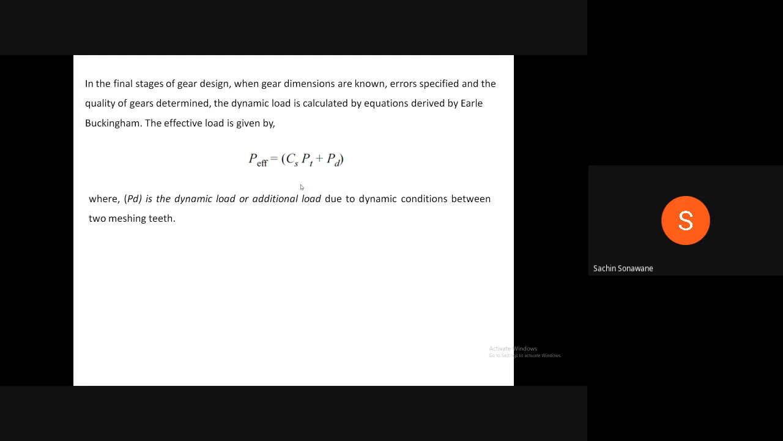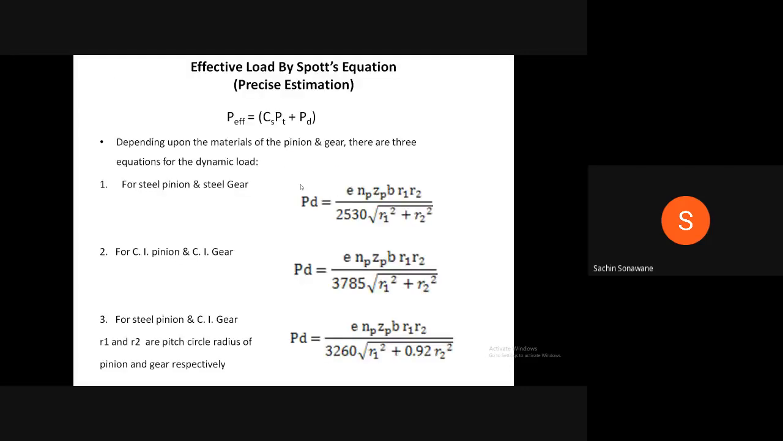Now we will see the formulas to find out Pd, that is dynamic load. Therefore, the next point is effective load by Buckingham's equation, that is precise estimation. We know the formula P effective is equal to Cs Pt plus Pd. Depending upon the materials of the pinion and gear, there are three equations for the dynamic load.